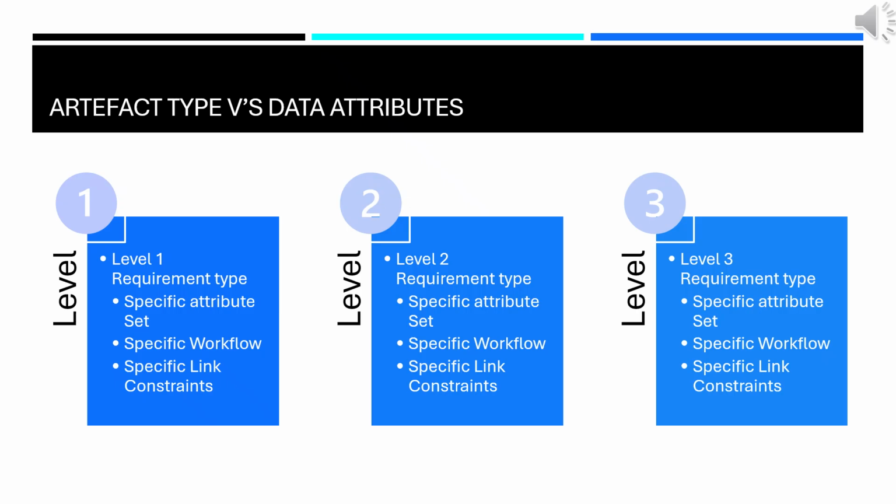Why do we do that? Well, we recommend having individual artifact types for each layer of decomposition so that you can configure specific attribute sets for at each different level. The benefit there is at stakeholder level you may have a different set of attribute data that you want to capture against, for instance, a stakeholder requirement than you would do for a system requirement.